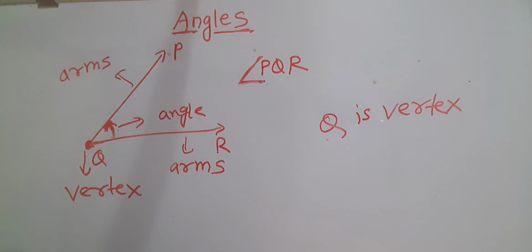What is an angle? When two line segments or rays meet at a particular point, they form an angle. The two sides of the angle are called arms. The point at which they meet is known as the vertex. And this is the way we represent the angle.